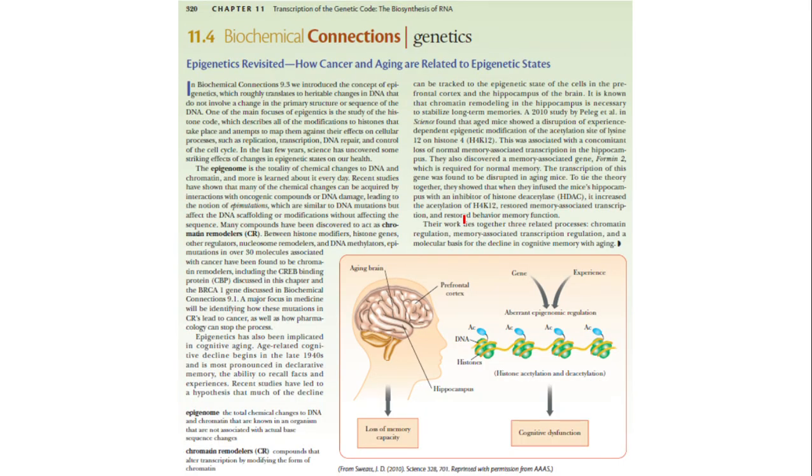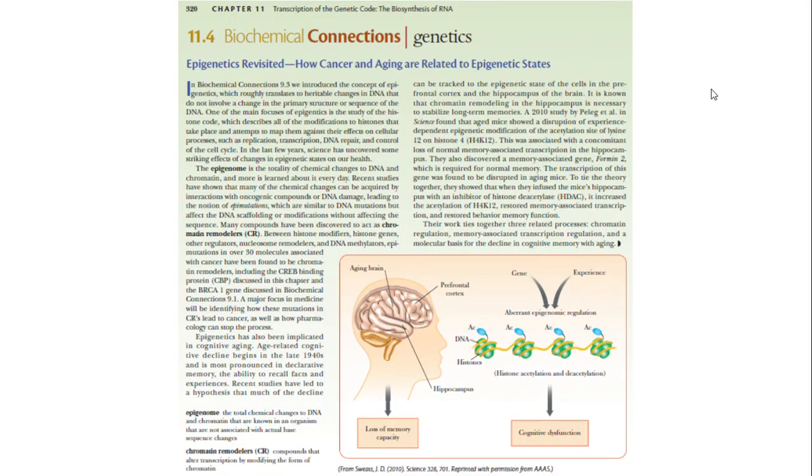And epigenetics. Cancer and aging are related to epigenetic states. If you find out the treatments, cancer can be prevented, aging can be prevented. Theoretically, you could remain at 20 years of age for hundreds of years. Okay, now we have come to an end regarding transcription.